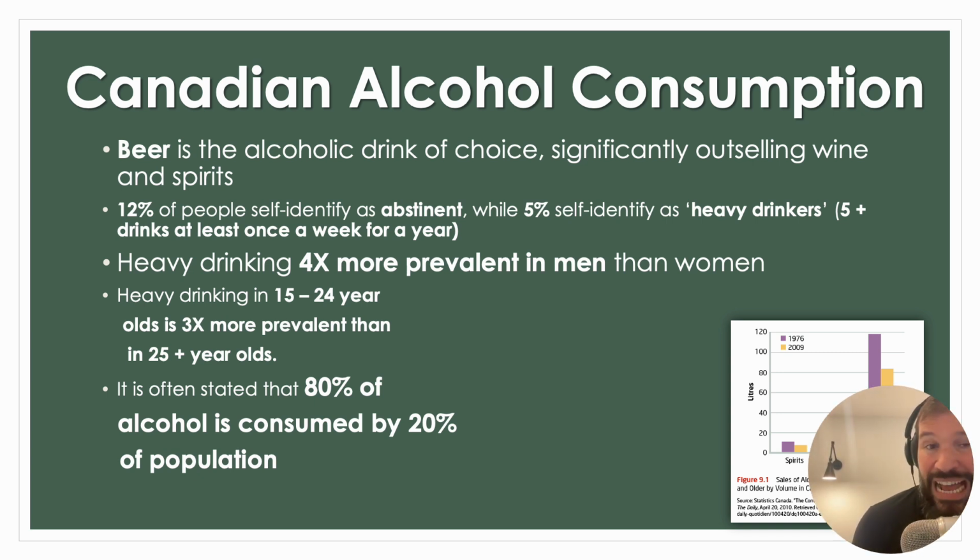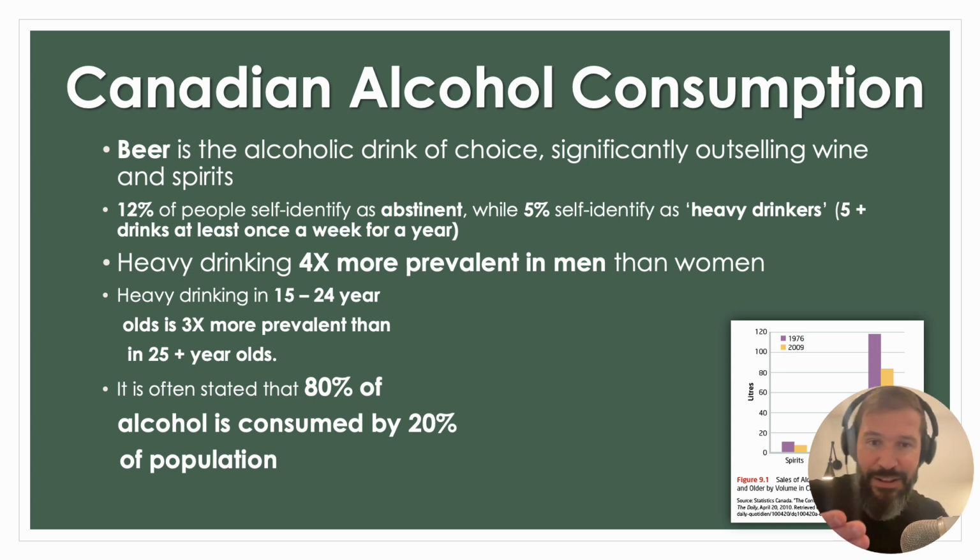Heavy drinking is 4 times more prevalent in men than women. That's been a very common trend. It hasn't changed for a long time. So men tend to drink far more than women. Heavy drinking is more common in persons 15 to 24 years of age, especially men who are 15 to 24 years of age. And it is 3 times more prevalent than in anyone that is 25 years of age or older.